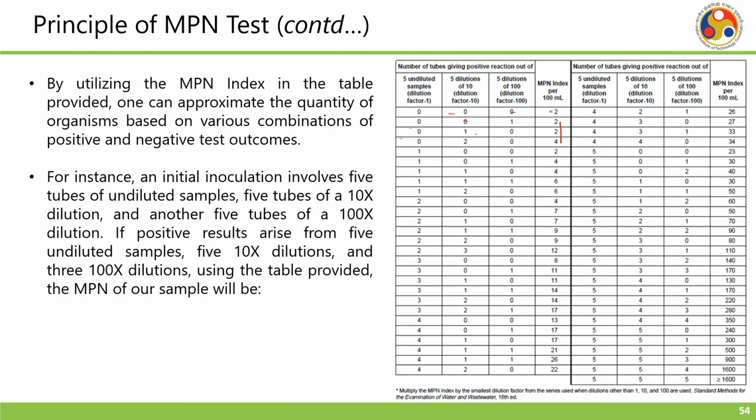For instance, an initial inoculation involves 5 tubes of undiluted samples, 5 tubes of a 10x dilution, and another 5 tubes of a 100x dilution. If positive results arise from 5 undiluted samples, 5 10x dilutions and 3 100x dilutions, using the table provided, the MPN of our sample will be MPN index into 100 per 100 ml. So, 900 into 100 per 100 ml, this will be 900 cells per ml.